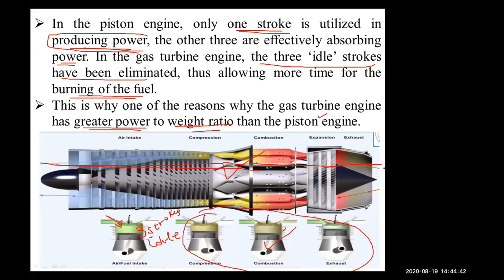So of course, in the turbine engine, the piston engine differs in the way the process works, the way air is delivered to the combustion chamber, to the compressor and so on. These three things are not idle. There is no idle stroke or idle process. Intake will continuously intake. Compression will continuously compress the air, and combustion will continuously expand. The turbine also continuously expands the air delivered from combustion. Exhaust is also the same. Therefore, one of the differences is this one.